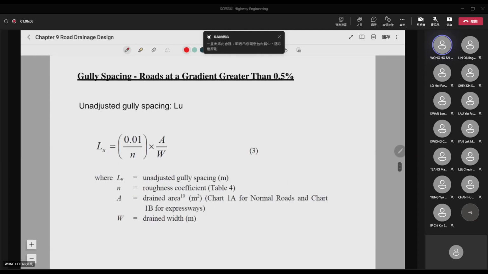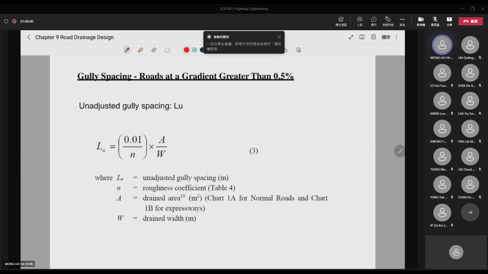And actually for the gully spacing, we have two equations to be considered. Because of the gradient, we'll have different criteria for design. So we will have a different equation if the gradient is greater than 0.5% or smaller than 0.5%. The gully spacing will be different. For roads with a gradient greater than 0.5%, we have this equation.